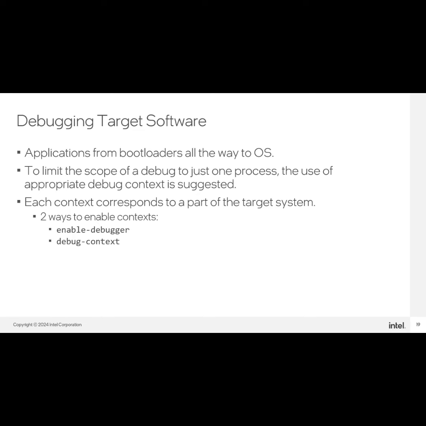thread. The ways to enable contexts are: 1. Using the Enable Debugger command. This suggests a context based on the initial debug context if possible. 2. Using the Debug Context command. This will activate the debugger and select a debug context.